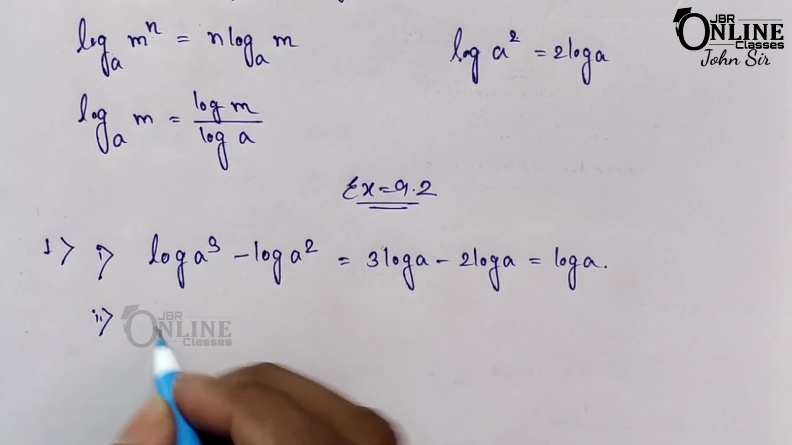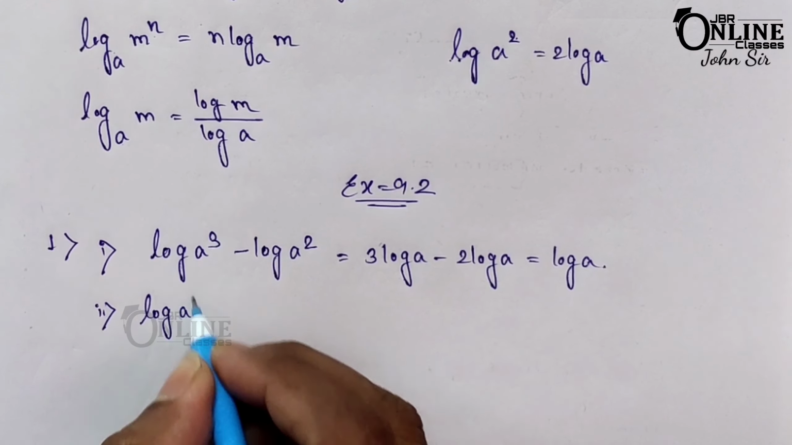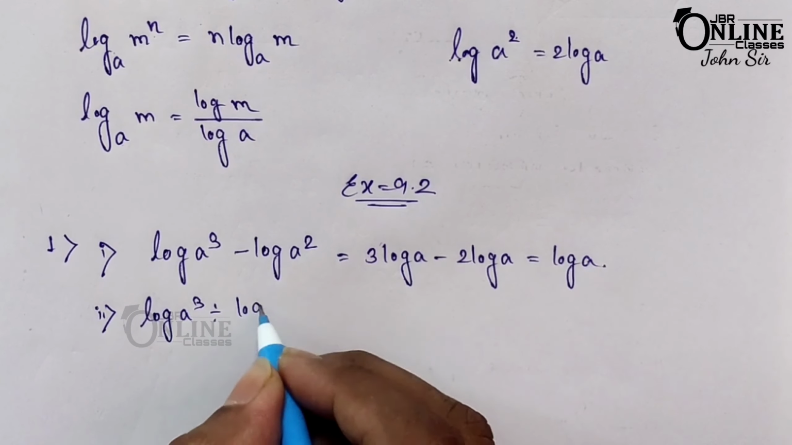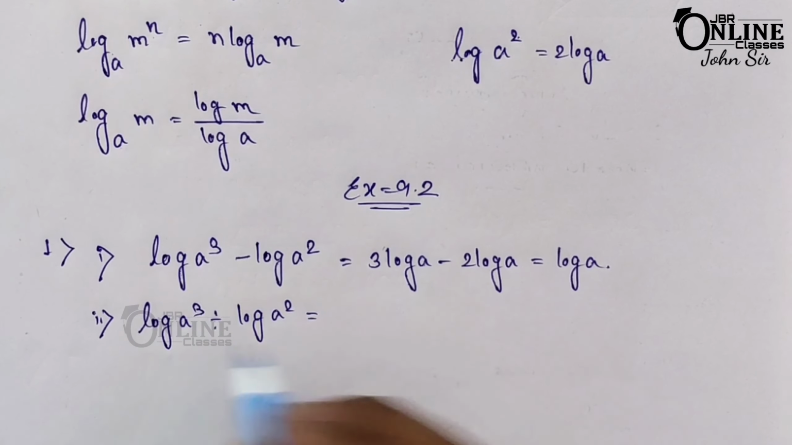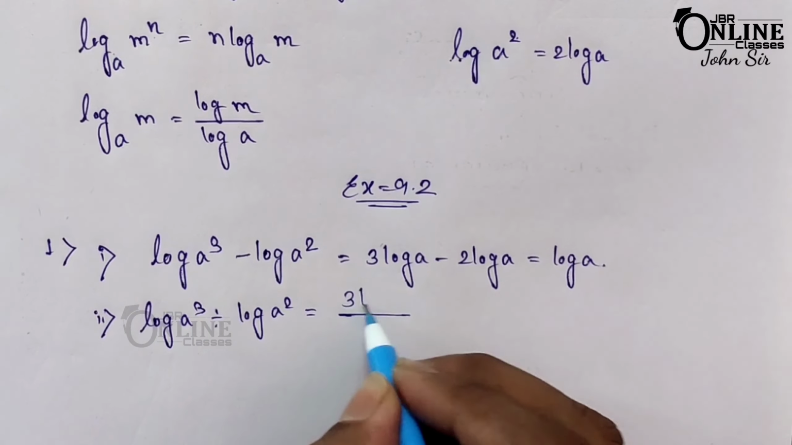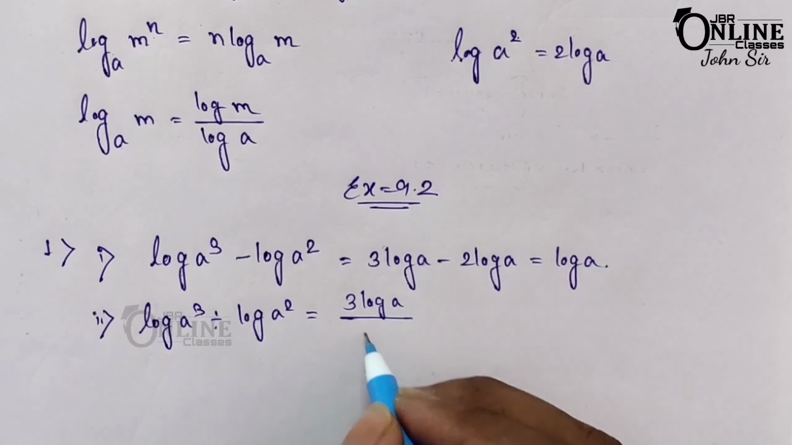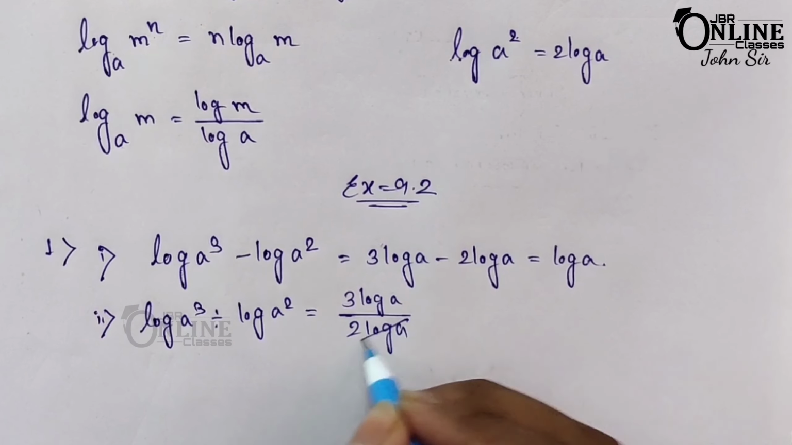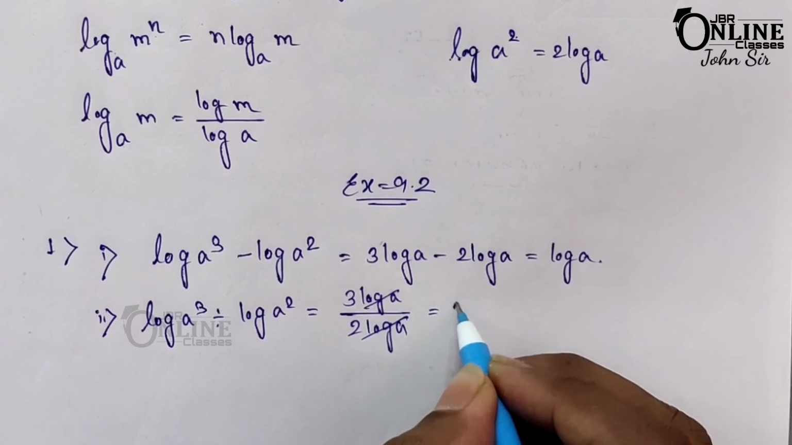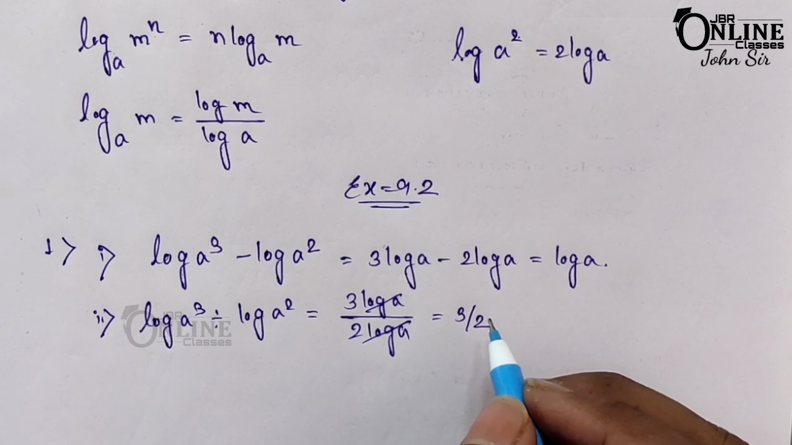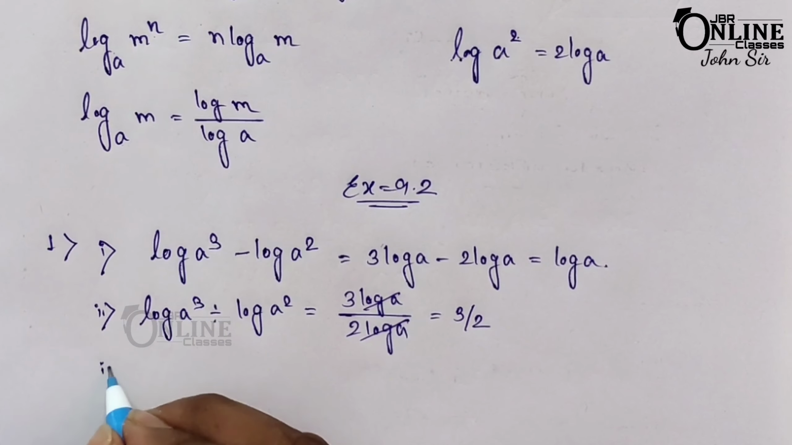Number 2, log a cube divided by log a square. Log a cube means 3 log a, and divided by, it will be 2 log a. So log a by log a cancel, and that will be 3 by 2. So 3 by 2 is the answer.